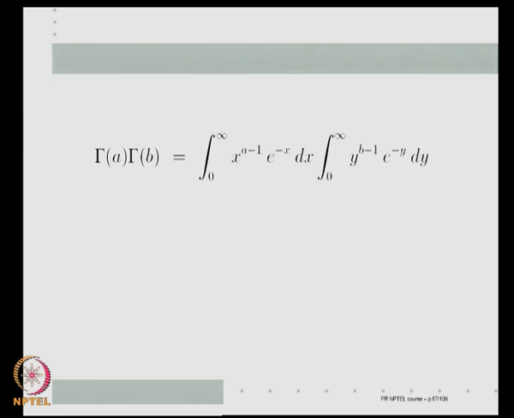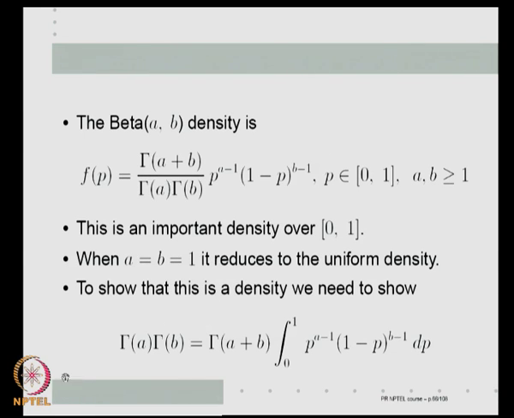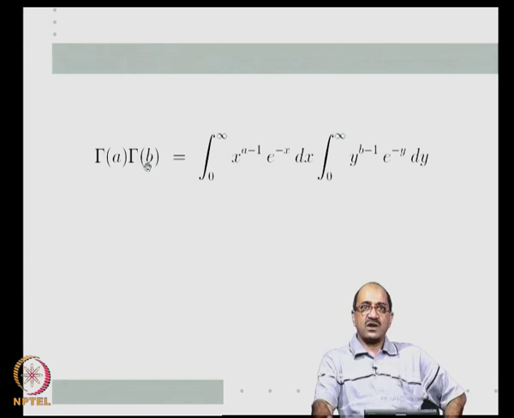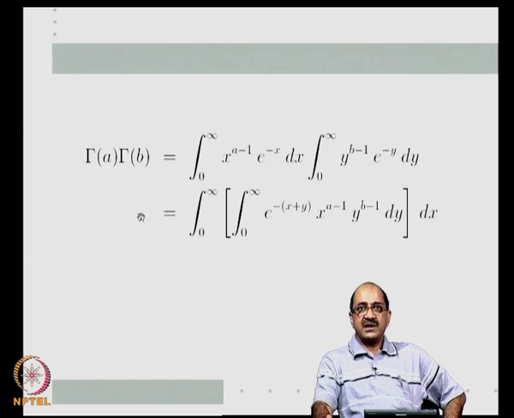So, first, this is what we want to show. Let us take the LHS, gamma a into gamma b, and ask what it is. This is the gamma function. Because I want a product of two gamma functions, I have taken different dummy variables. Gamma a is the integral from 0 to infinity of x to the power a minus 1 e to the power minus x dx. Gamma b is the integral from 0 to infinity of y to the power b minus 1 e to the power minus y dy. Because I have taken different variables, I can write it as a double integral.